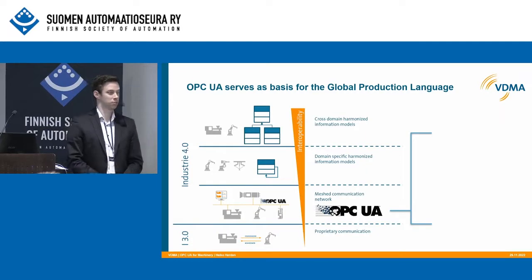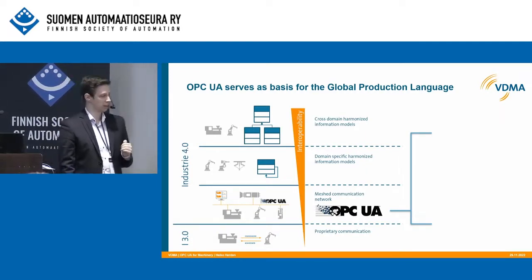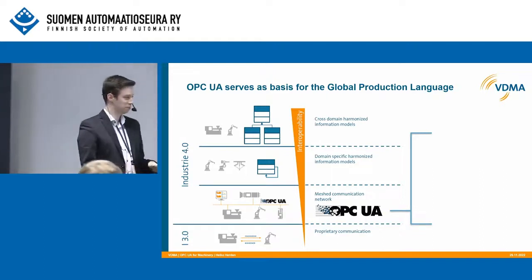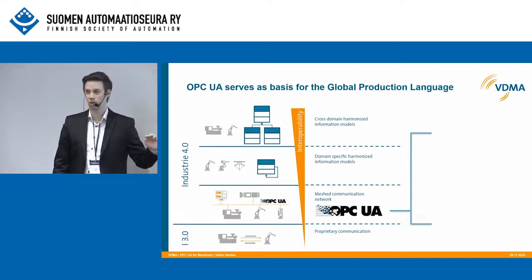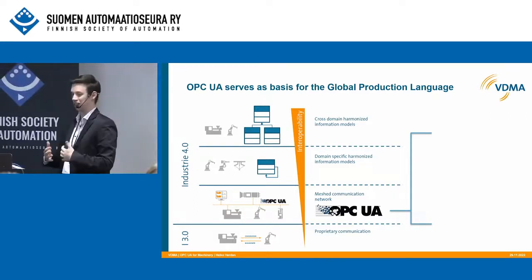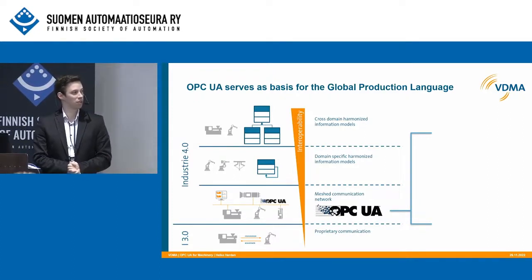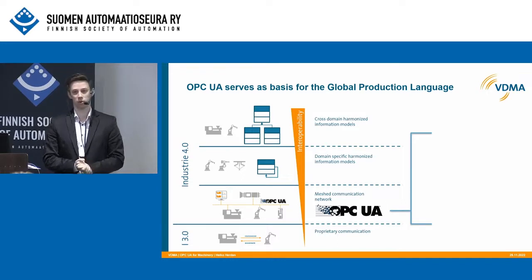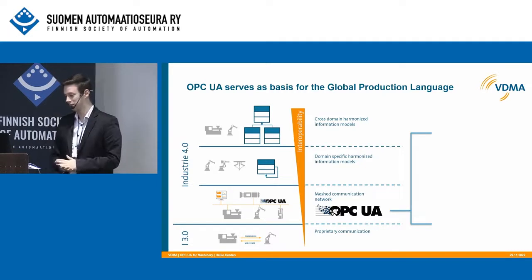Now, as I said, we want plug and work. So our target image is we want interoperability. And we already have interoperability. From Industry 3.0, we have proprietary communication. So it all can work together already, but it's not really working that good. And now with OPC UA, we can put everything in one meshed communication network. So this is the first step to get a higher interoperability.